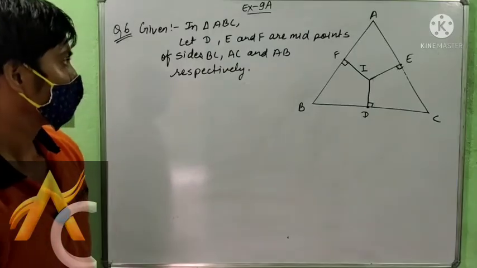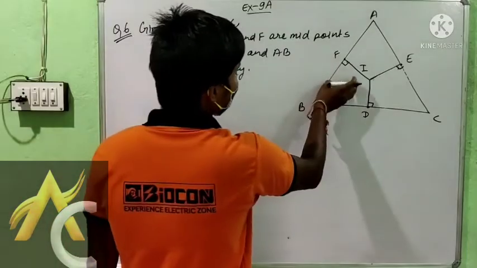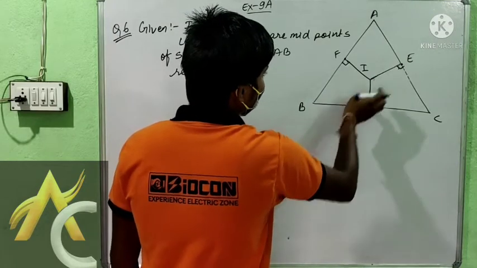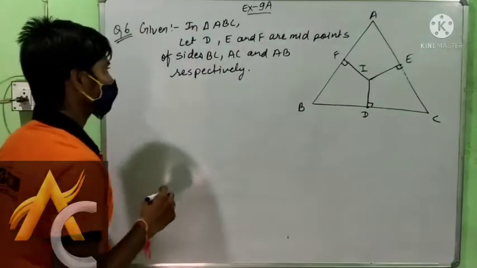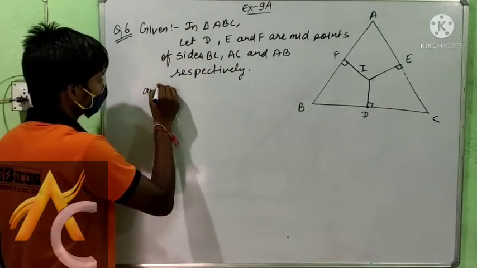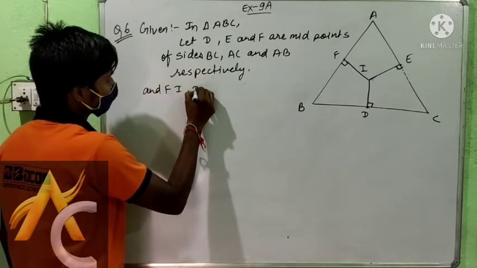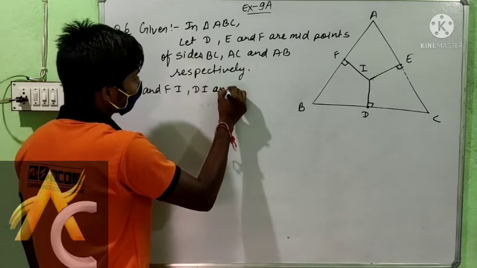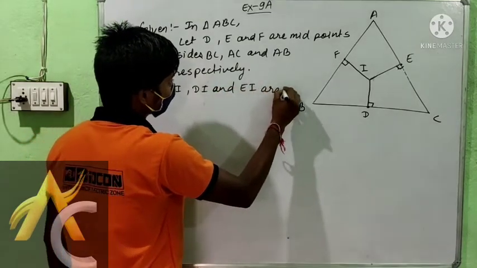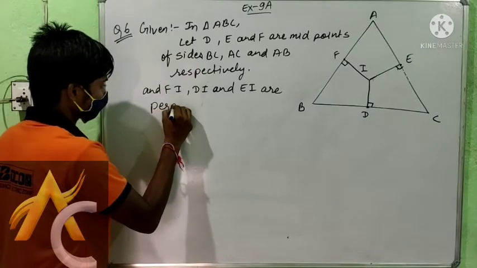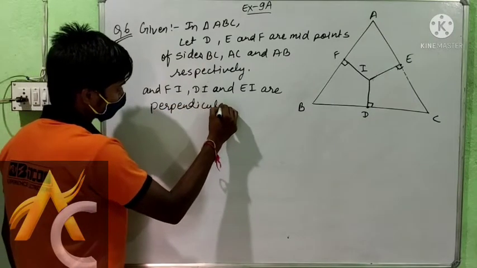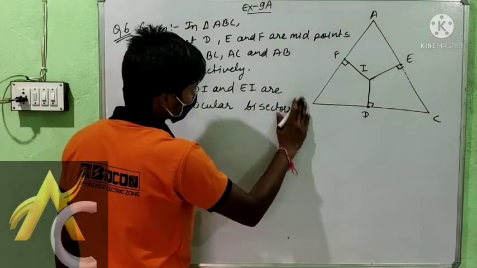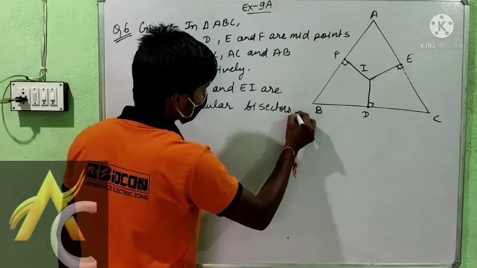Okay, and FI, DI and EI are perpendicular bisectors. Okay.